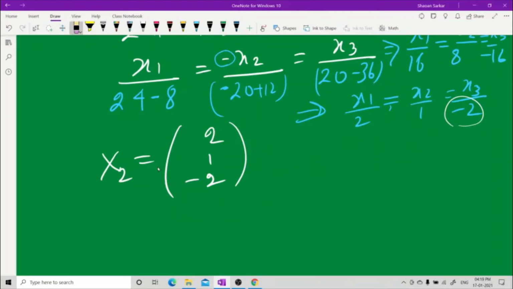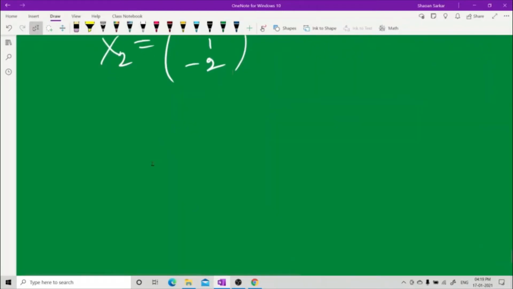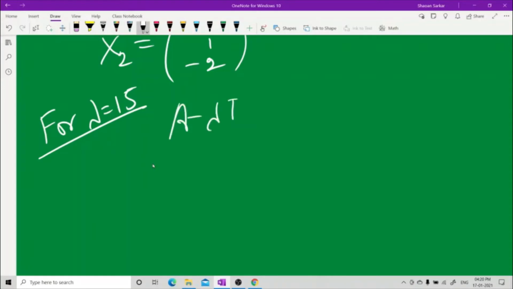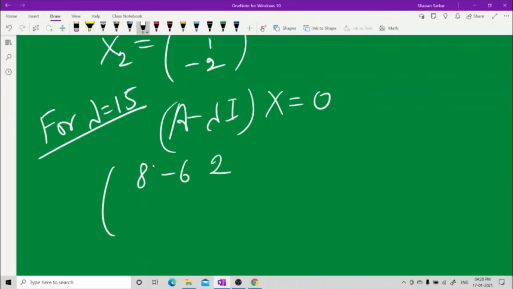And now I have to find the third vector, for the third eigenvalue, that is lambda equal to 15. Now see, you have a minus lambda. Every time you must write this formula: the matrix with rows 8, minus 6, 2; minus 6, 7, minus 4; 2, minus 4, and 3, times x equal to 0.